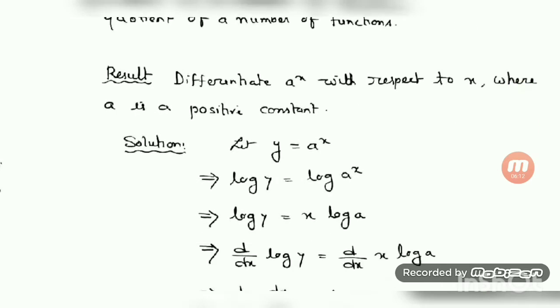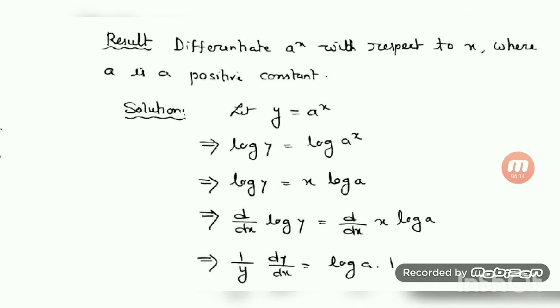After this, we have to know our result, which we have got. We know the result, but I had not given you the proof. Okay, so now I am going to give the proof of this result. Differentiate a to the power x with respect to x, where a is a positive constant. So a to the power x, you have to take differentiation of a to the power x.